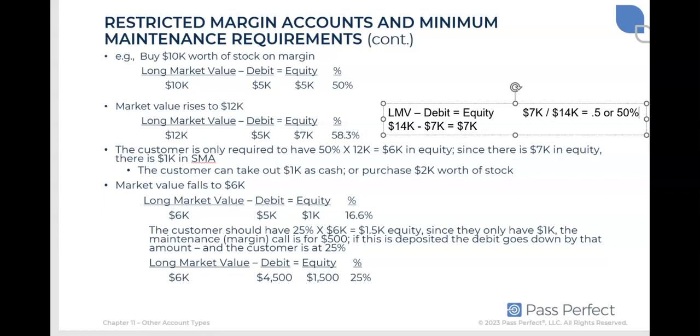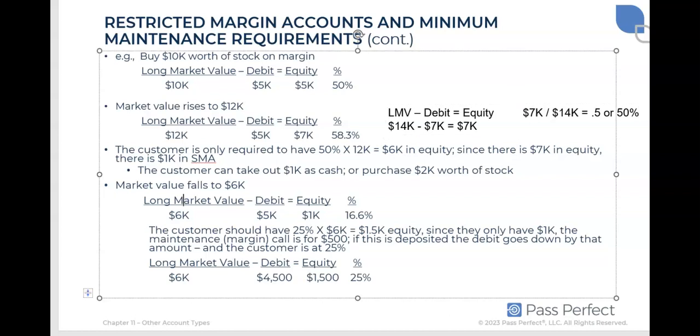All right. Now, what happens if bad things happen and the market value falls to $6,000? That's the value of their investments. They still have this $5,000 loan against it, though. They never made any deposits to pay that off. That only gives them $1,000 of equity. Well, $1,000 equity divided by the $6,000 market value is like 16.6%. So that's way below the 25% requirement.